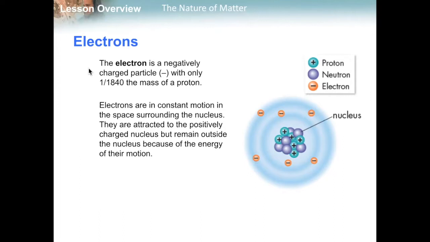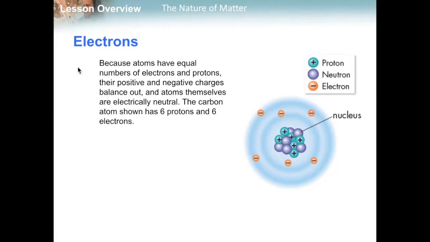The electron is a negatively charged particle with only about 1 out of 1,840 portion of the mass of a proton. The electrons are in constant motion in the space surrounding the nucleus. They are attracted to the positively charged nucleus, but remain outside the nucleus because of the energy of their motion. Because atoms have equal numbers of electrons and protons, their positive and negative charges balance out, and atoms themselves are electrically neutral. The carbon atom shown has 6 protons and 6 electrons.